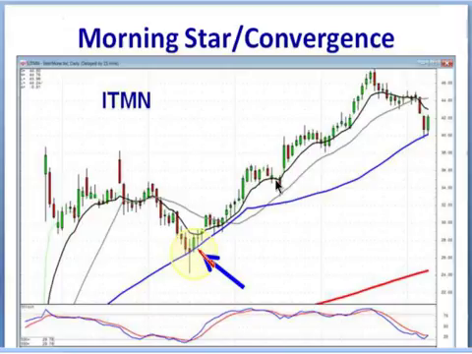Don't get hung up with textbook perfect signals. Just the nature of the signal: a down day, a day of indecision, the third day comes up. So the fact that you can add another parameter like support off the 50 just increases the probabilities.